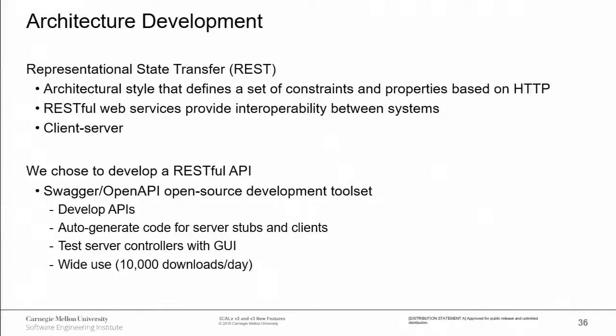Okay, so our architecture development has used the representational state transfer, or REST, architectural style that defines a set of constraints and properties based on HTTP with web services that provide interoperability between client-server systems. So we have developed this RESTful API, and we're continuing to develop and improve it using the Swagger Open API open source development tool set. The main reason we chose to use that is because it is already so widely used. There are about 10,000 downloads a day. And so we use it to develop the APIs and to auto-generate code for servers, stubs, and clients.